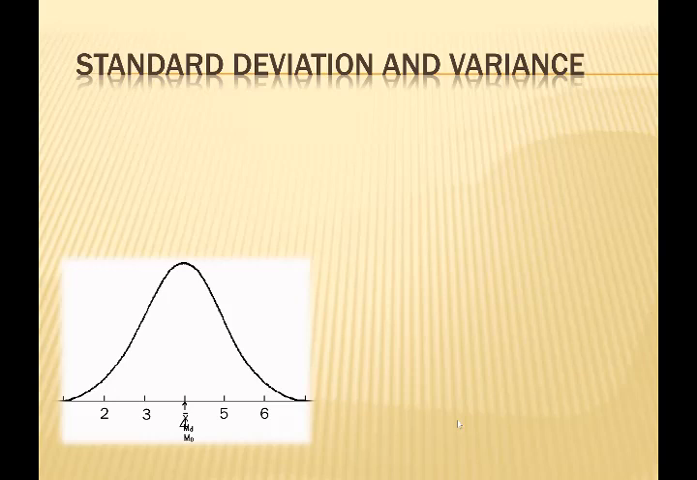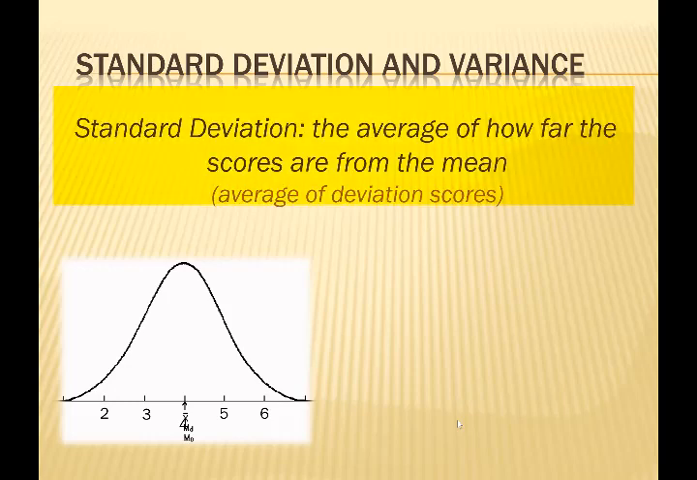Let's move now over to normal distribution, right? In interval or ratio data, or numerical data, that's normally distributed, we calculate a standard deviation. The definition of standard deviation is the average of how far the scores are from the mean. So it's the average of deviation scores.